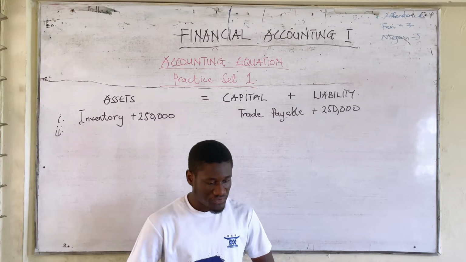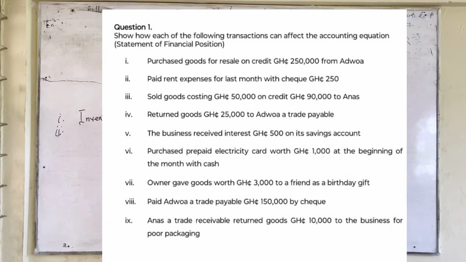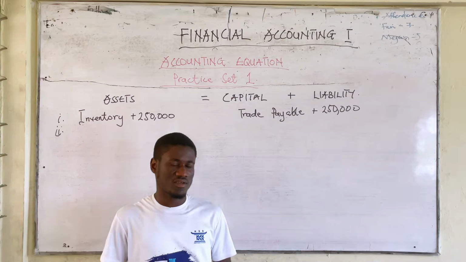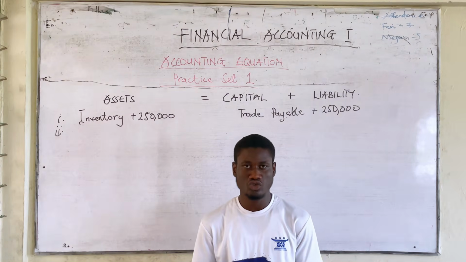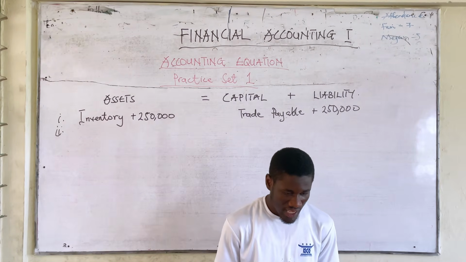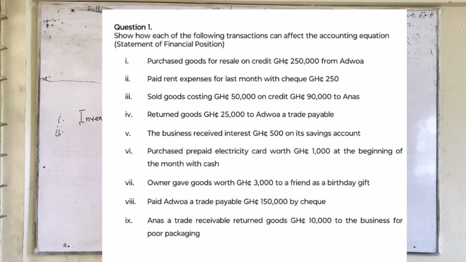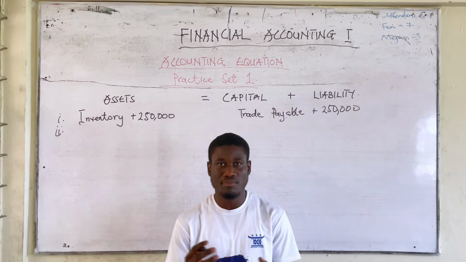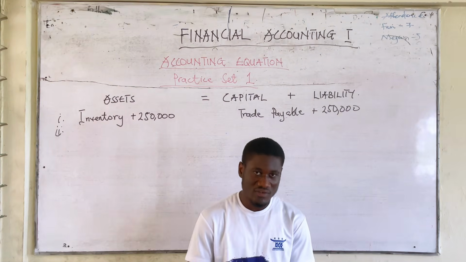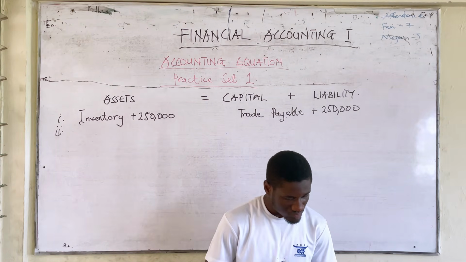It says paid rent expenses for last month with check, 250 Ghana cedis. So now you have to identify the accounts here. What you have to know is that we have rent expense here and we have check here. Whenever you see check, it's bank.